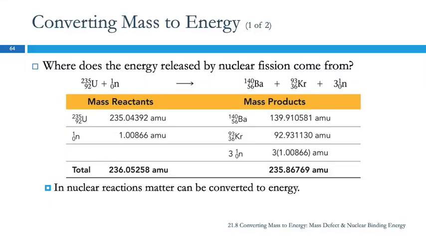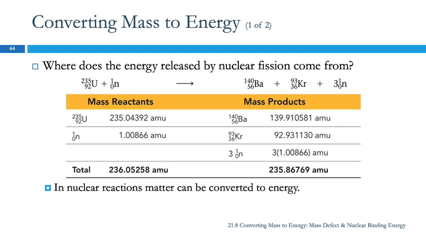So where does all that energy come from? So we've got a uranium-235 nuclide being hit with a neutron, and that produces a barium-140 and krypton-93 and 3 neutrons. So let's look at the mass of the reactants and the products.